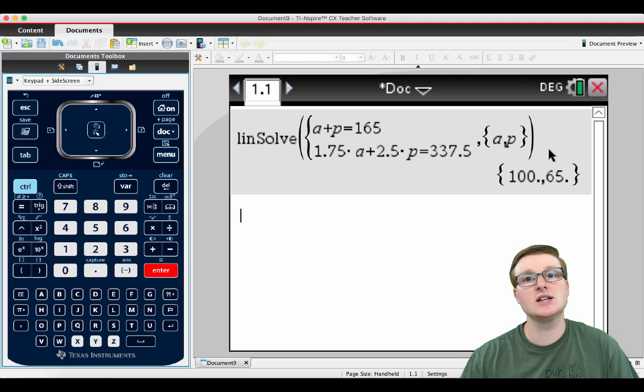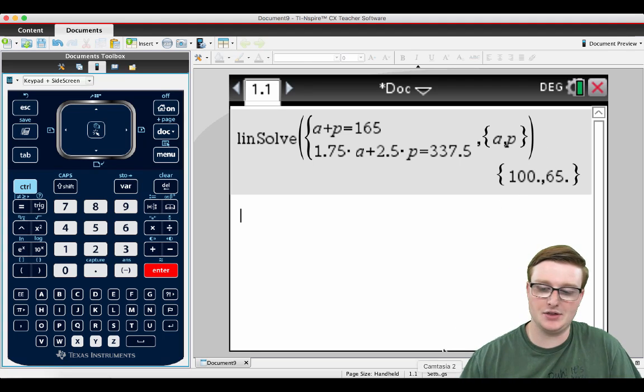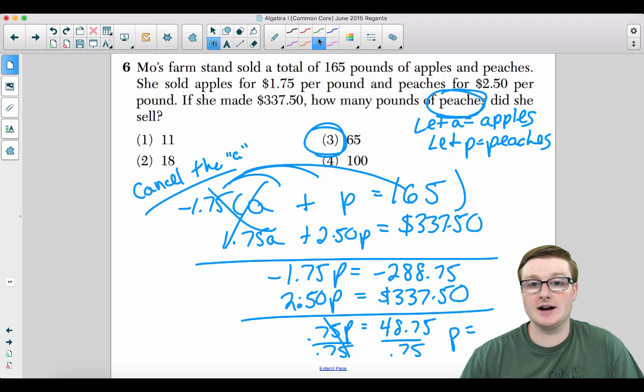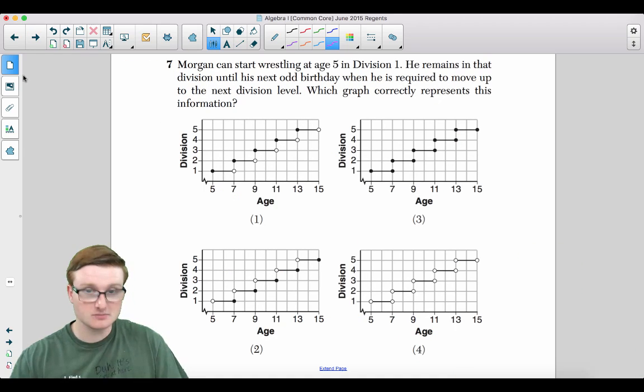Enter. 100 pounds of apples, 65 pounds of peaches. You got the right answer. You're done. All right, moving on to question number 7.